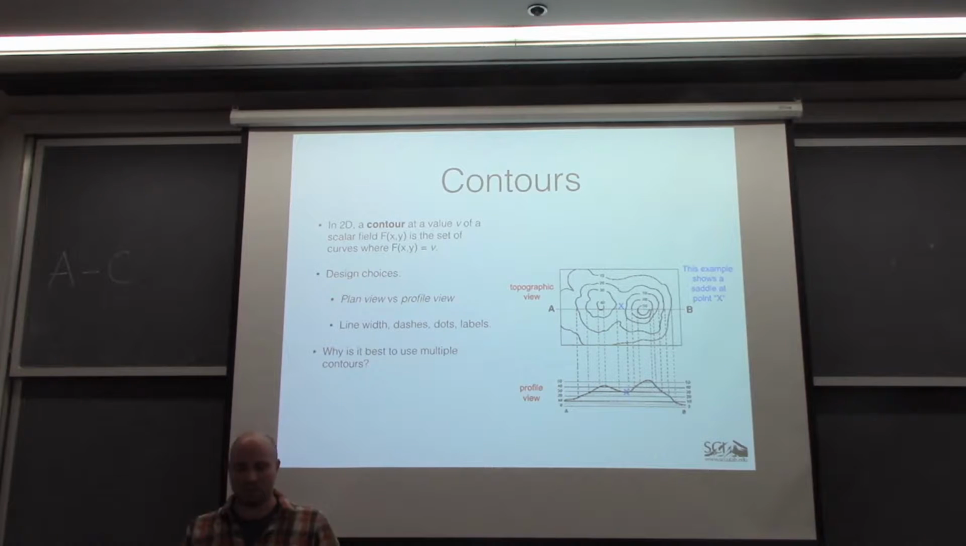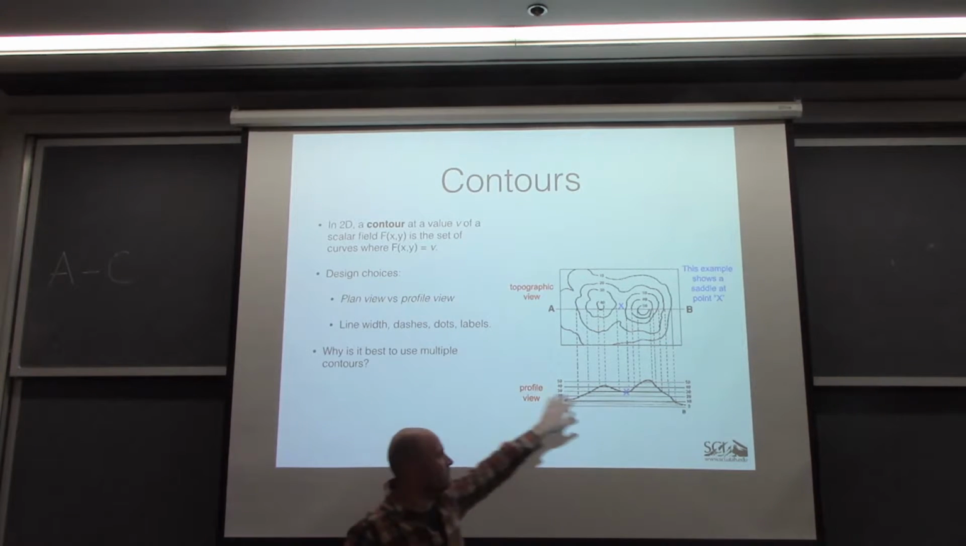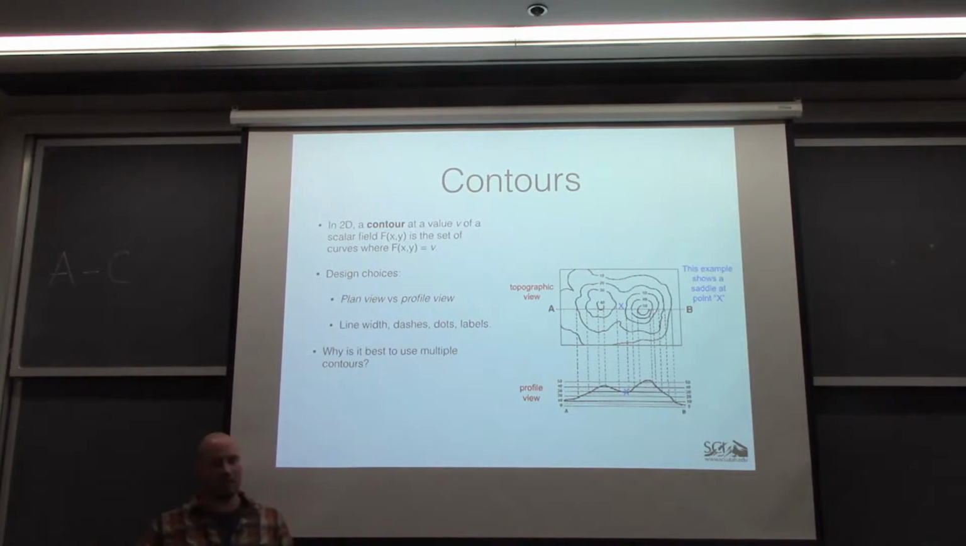Just a 2D data basic: a contour at a value v of a scalar field f of xy is the set of curves where f of xy equals v. There are a few ways you can show contours. Generally, you can choose between a plan view, which is sort of an overhead view, versus a profile view, which is more like the side view you see here. And sometimes they would have just illustrations that link the two.